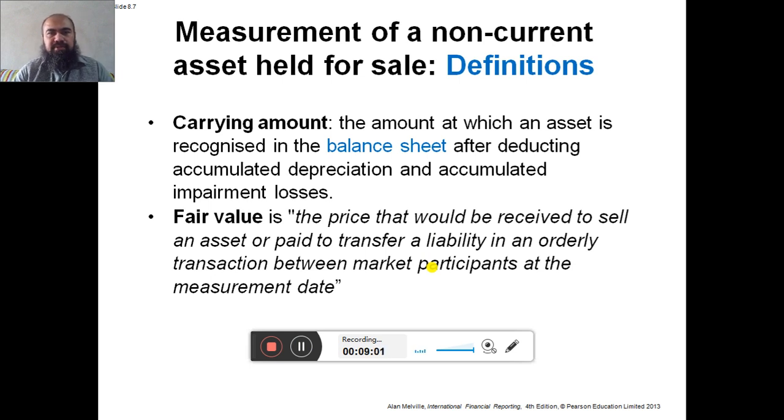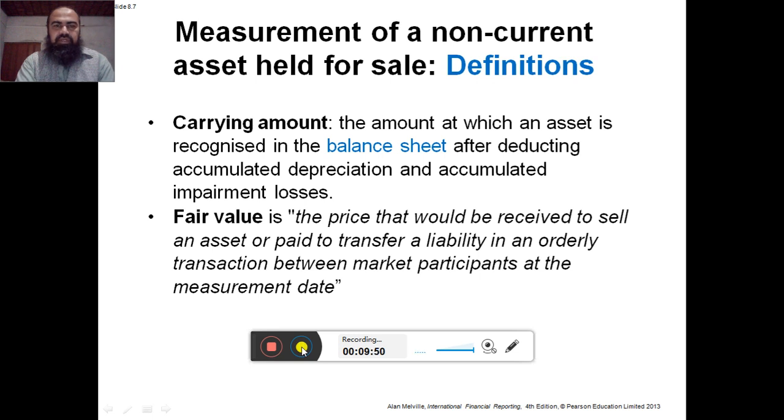Now before we start the measurement of a non-current asset, we should have some important definitions in mind. These terms will be used during the measurement of a non-current asset held for sale. So we should know the specific meaning and explanation of these terms. First of all is the carrying amount, the amount at which an asset is recognized in the balance sheet. You all know that the carrying amount is the amount of an asset which is available in the balance sheet. You also know it by the name of net book value.